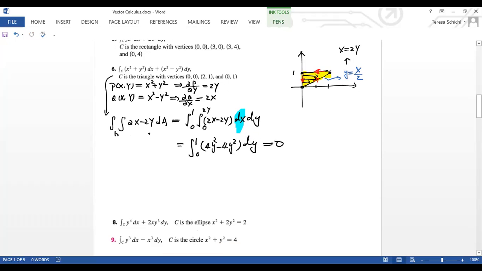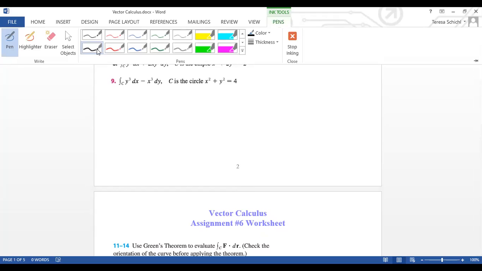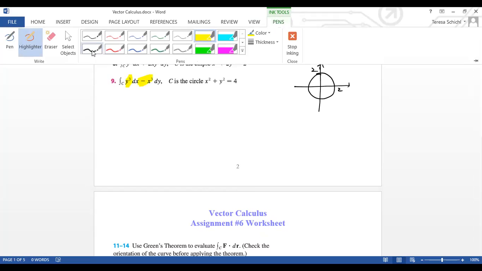Then the next one here, I'm going to do number 9, right? Okay, so number 9 is the same way. I'm going to use Green's theorem, right? Okay, so let's take a look. Let's say that I'm integrating over this circle. This is x squared plus y squared equal to 4, so the radius is 2. Now let's take a look here. So this is my P, this is my Q, right?